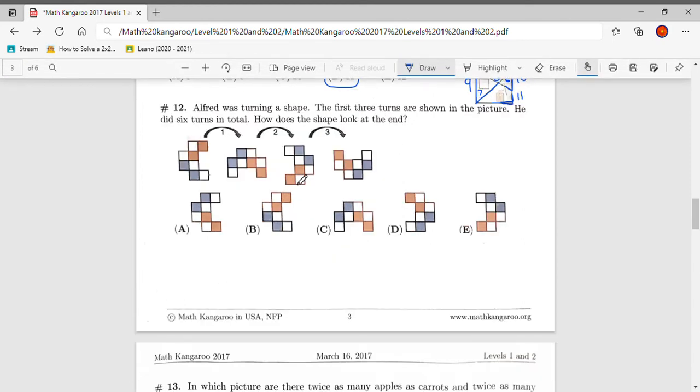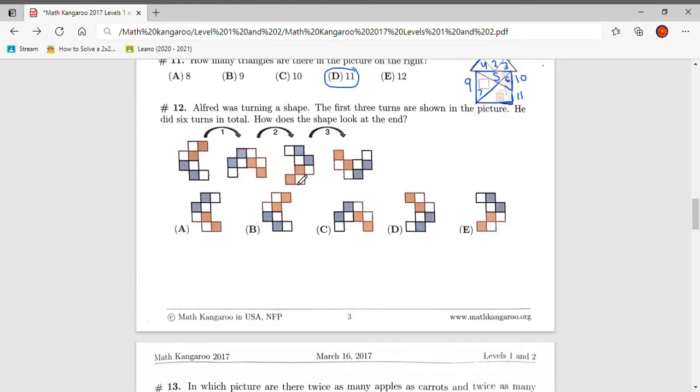So on to number 12. Alfred was turning a shape. The first 3 turns are shown in the picture. He did 6 turns in total. How does the shape look at the end? So we see 1, 2, 3, and then the 4th turn would actually make it look back here. So we can put a 4, then 5, then finally 6. And we can see 6 turns. And so we see this is the shape that will be at the 6th turn.